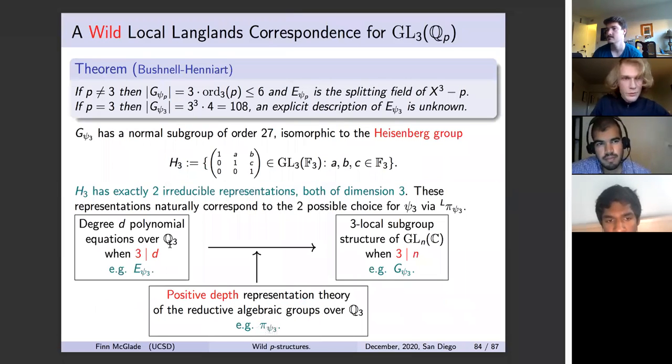Okay, and so we've come full circle here. I said I was going to give you an example to illustrate the schematic. So the example in p-adic arithmetic is an interesting example of a field extension of Q3. This field E psi 3 should correspond to some degree 108 polynomial over Q3. And this is related to some interesting subgroup in GL3C. So these groups G psi 3 are interesting subgroups of GL3C. And the thing that is doing the relating is this representation pi psi 3.